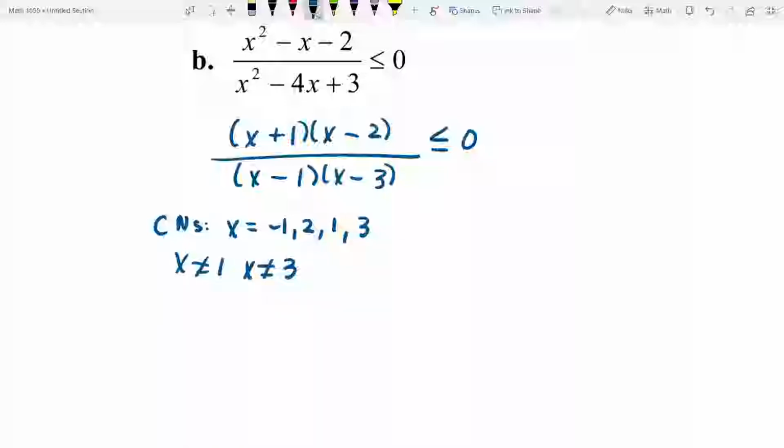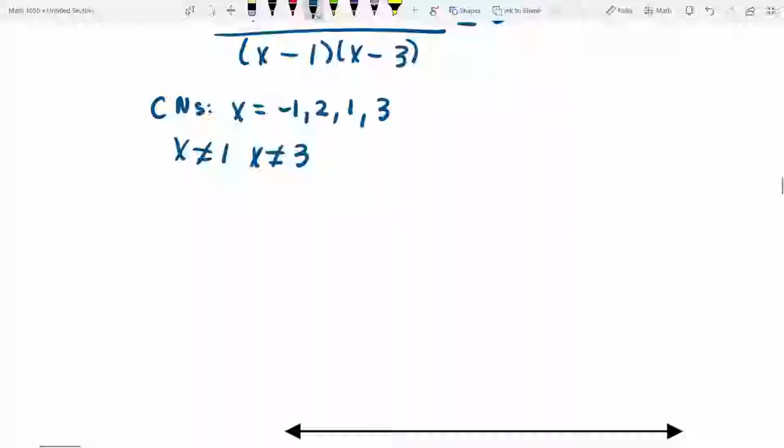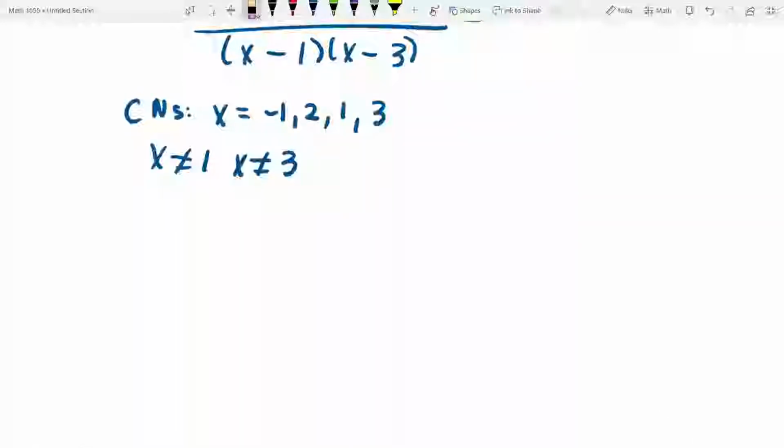Look what people do. Everybody look right here, please, so this is not you. They go, oh, X can't be 1 or 3, so I'm going to remove 1 and 3 as critical numbers. Is that what I do? No, they're still critical numbers. They're just open circles.